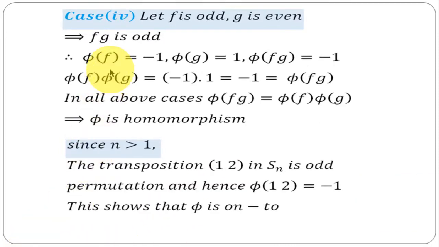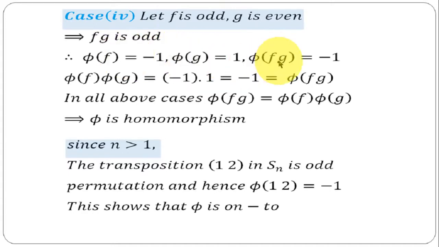So case 4, let f be odd and g be even. The product of an odd and an even permutation is an odd permutation. Therefore fg is an odd permutation. Since f is odd, phi of f is equal to minus 1. Since g is even, phi of g is equal to 1. By definition, it's defined like that.